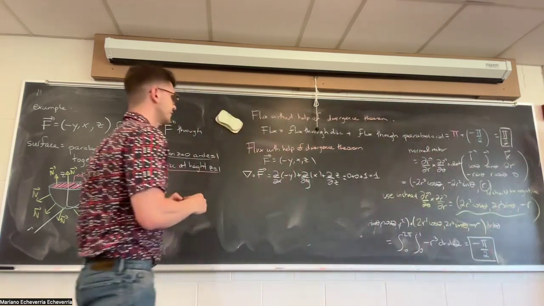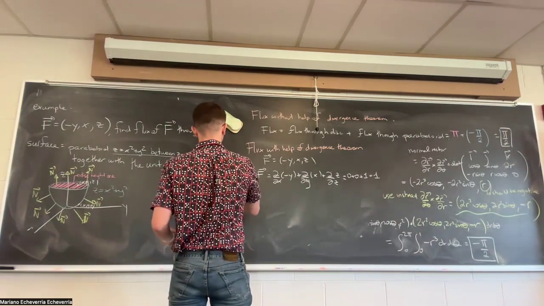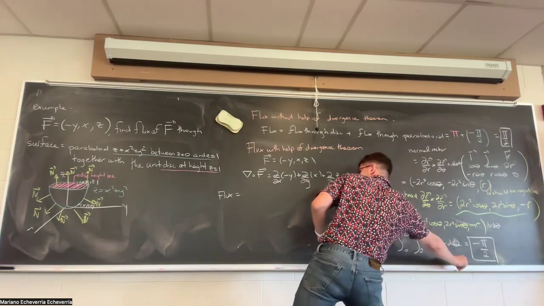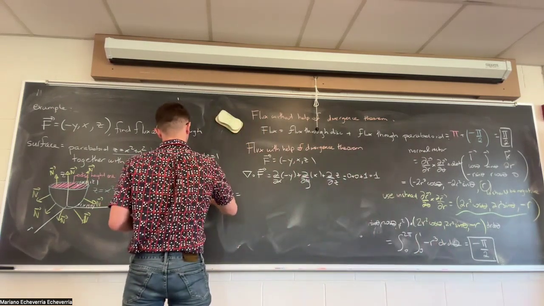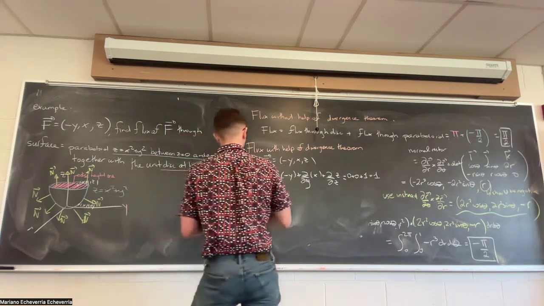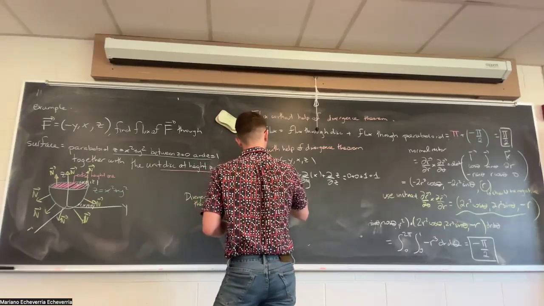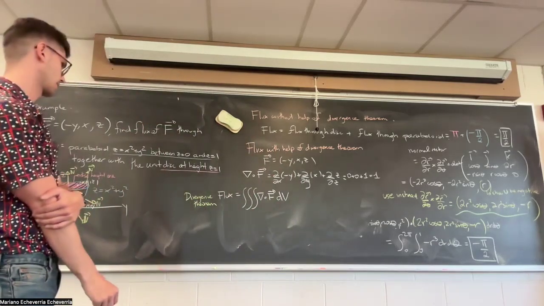And what the divergence theorem says is that the flux equals the triple integral of the divergence. So let me just remind you what the divergence theorem says: the flux, according to the divergence theorem, equals the triple integral of the divergence.